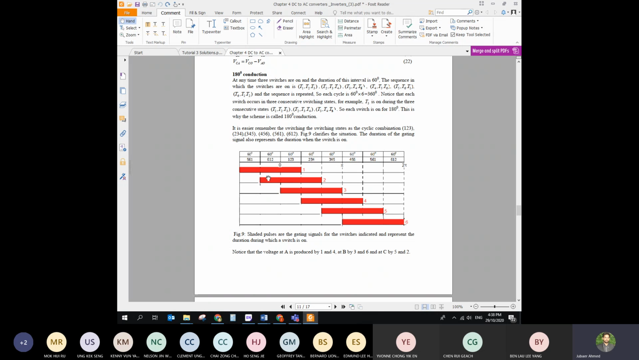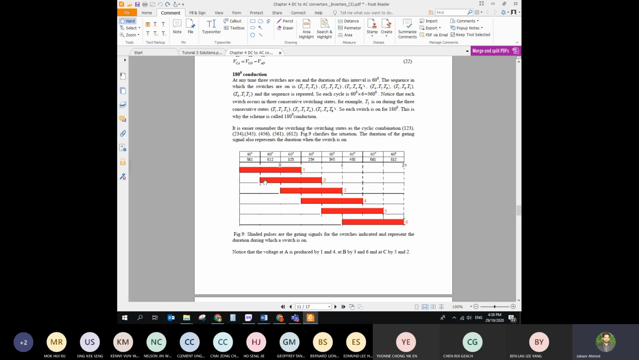Okay, so now look at it. Switch 1 is operating for 180 degrees, and this signal is going to keep on rotating. So 561, 612, 123. Switch 1 is operating. 6 is operating, and another 6 will come here later. So from here you can see 2 is operating from here. So 612, 123, 234.